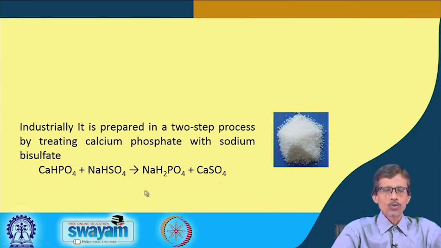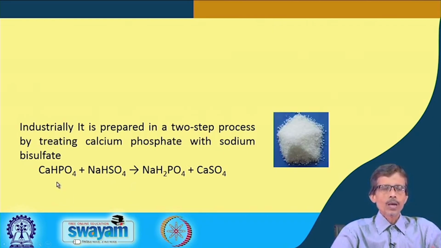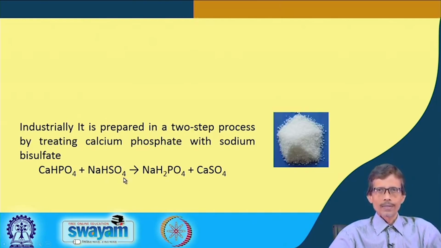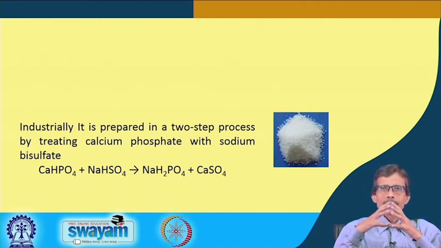Calcium hydrogen phosphate reacts with another salt, sodium bisulfate. So one is the biphosphate salt and the other is the bisulfate salt. Reaction of the bisulfate salt with the biphosphate salt gives sodium dihydrogen phosphate, because the transfer of hydrogen is taking place from the bisulfate to the biphosphate. That means HPO4 2 minus will have the greater affinity for proton abstraction from HSO4 minus. It is a typical simple acid base reaction.